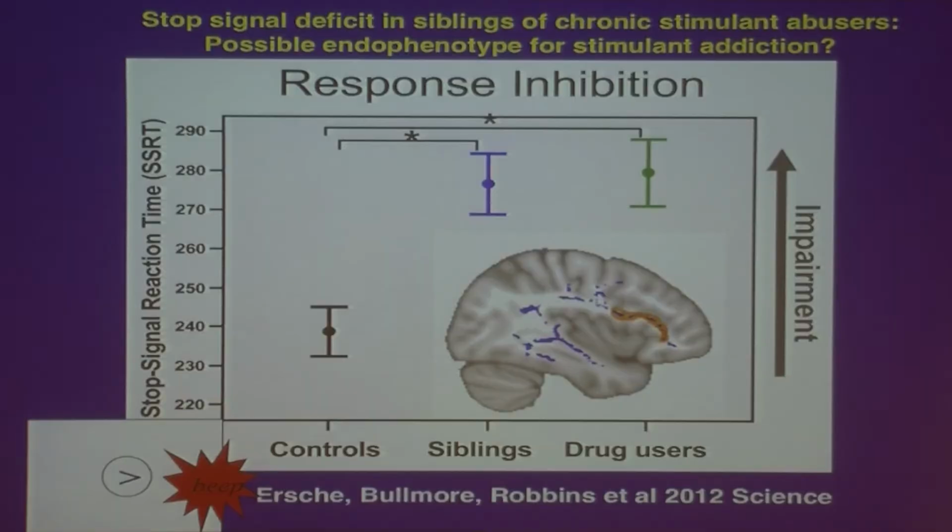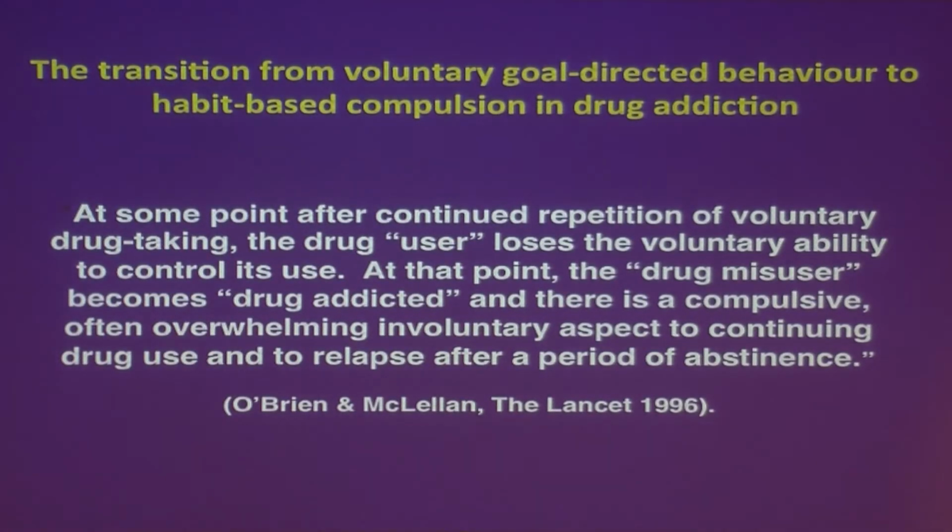That's the hypothesis. But what I'm focused on today is compulsivity. And this is nicely captured in this beautiful quote, I think, from Chuck O'Brien in the Lancet: at some point after continued repetition of voluntary drug taking, the drug user loses the voluntary ability to control its use. At that point, the drug misuser becomes drug addicted, and there is a compulsive, often overwhelming involuntary aspect to continuing drug use and to relapse after a period of abstinence.